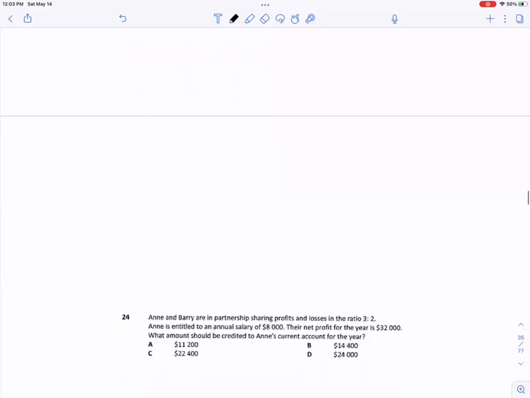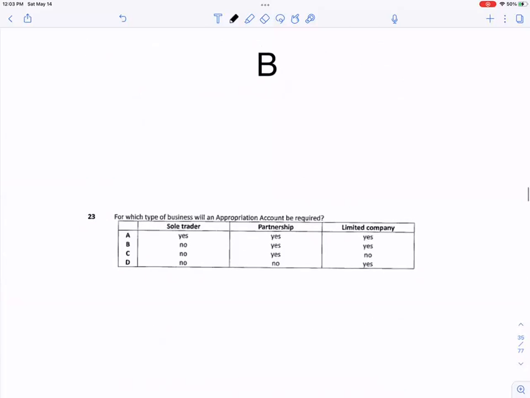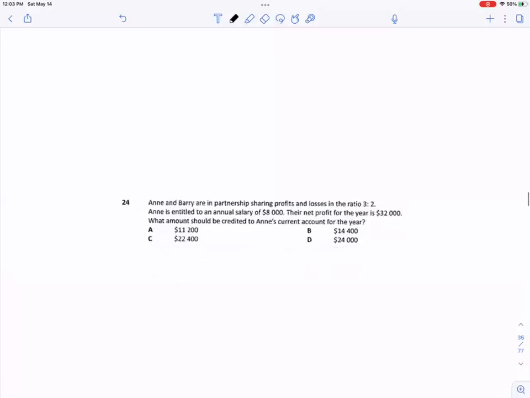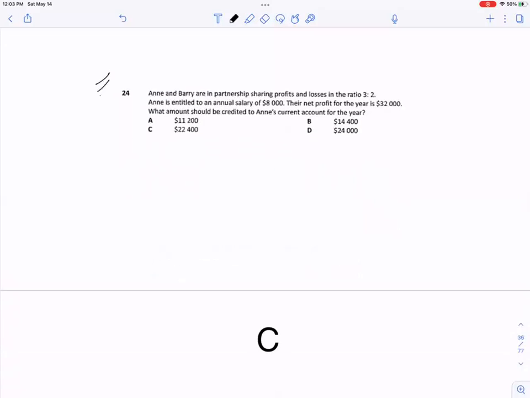Which type of business will require an appropriation account? Partnership and limited company both require an appropriation account. Even limited companies require an appropriation account. Okay. Come on, 24th. Try it yourself.